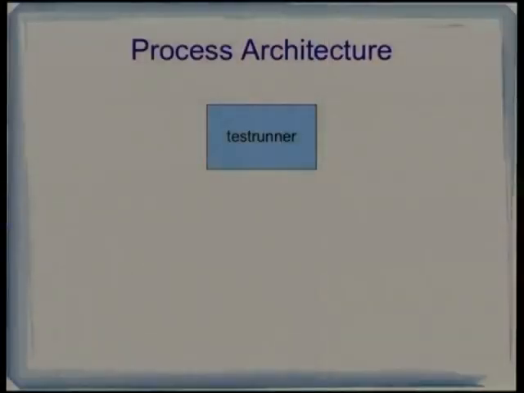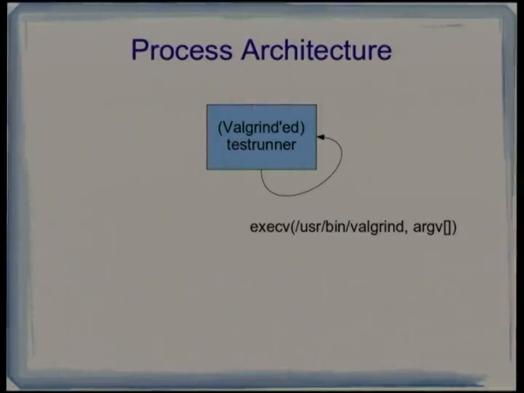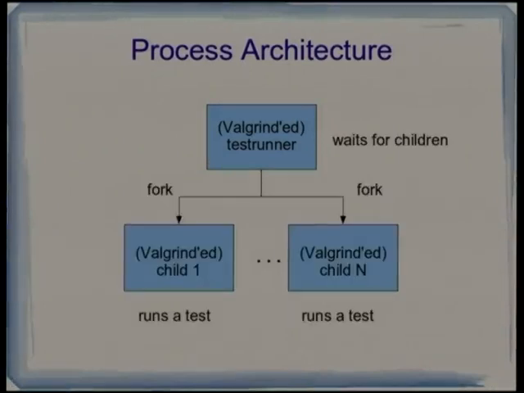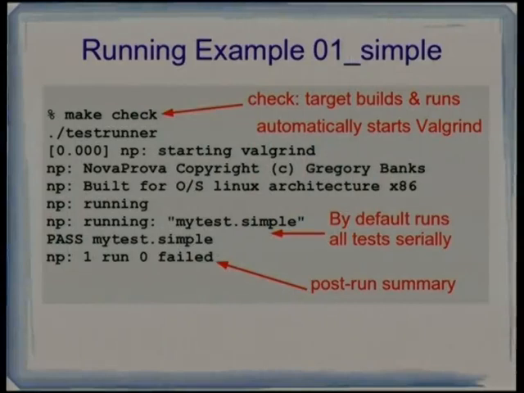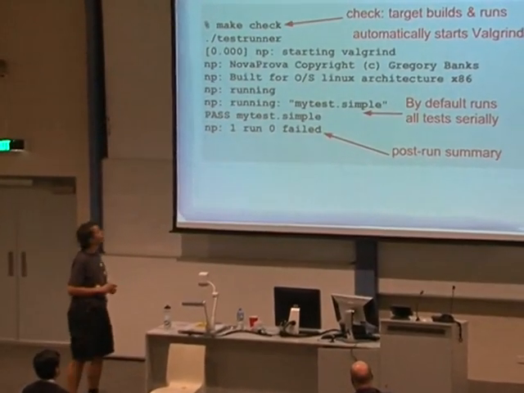So here's the process architecture. You have the test runner, it valgrinds itself, and then it forks as many tests as you're running in parallel into children, and these are also already valgrinded because that basically just got inherited across the fork. It turns out forking a valgrinded process is a lot faster than valgrinding a forked process. And here's what happens when you run. Your test runner runs, says hello, running my test.simple, nothing happened, pass, one run, one fail. That's all you do, you just run the test runner.